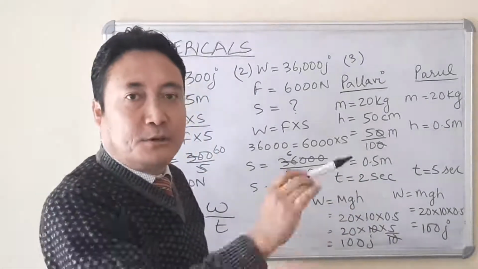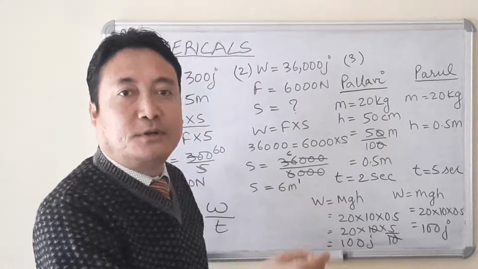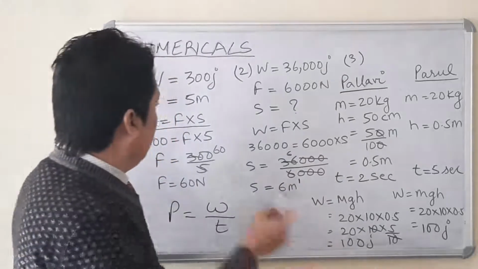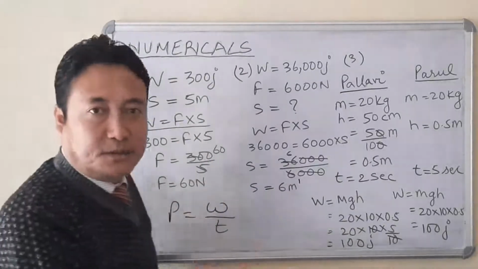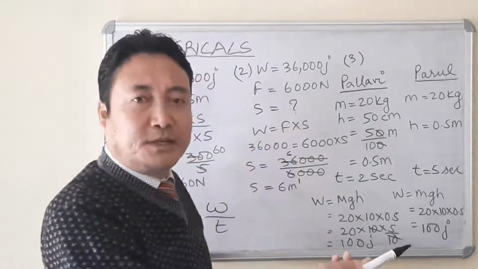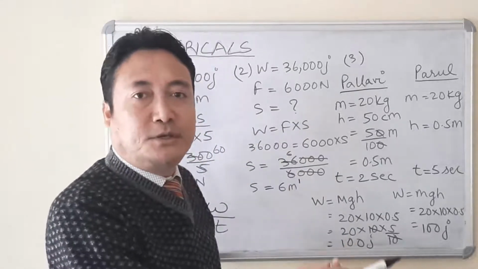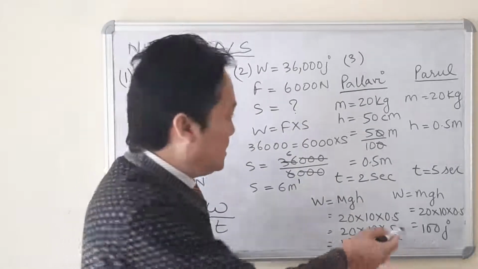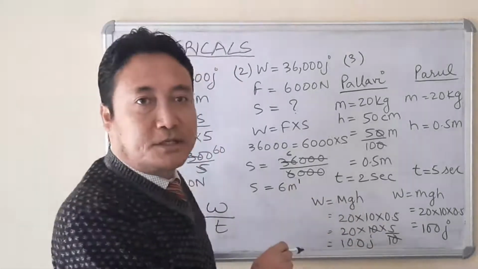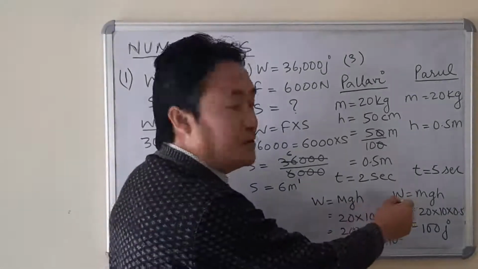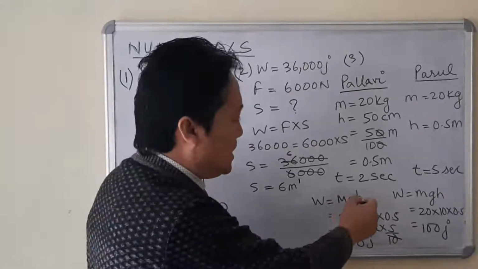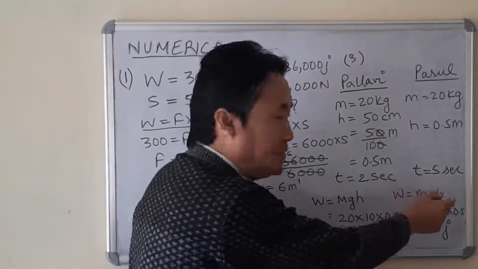Please remember that when the body is on the surface, only then will you use the formula W equals F into S to find the work done. But when the body is raised to a height, instead of using W equals F into S, you will use the relation W equals M into g into H. So in both cases, you have to calculate the work done. So W equals M into g into H. Here also M into g into H.